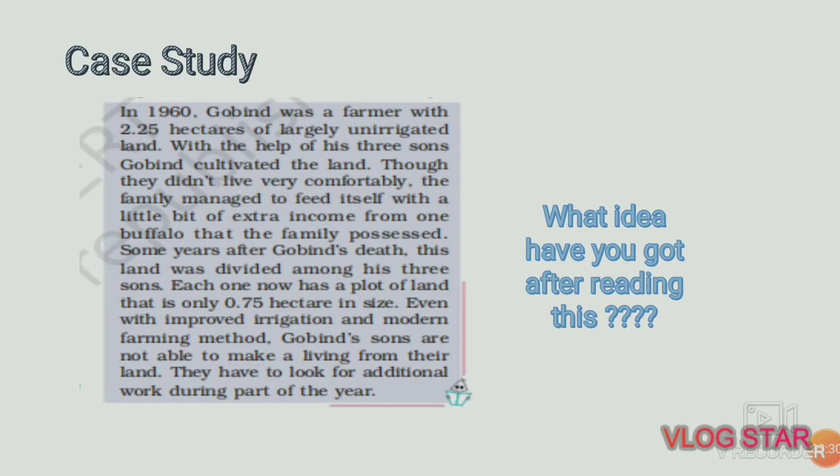Okay. What idea have you got after reading this? The idea that we have got is that poor farmers who have very small land, after their death the land is distributed in very small areas, and then even after cultivation they cannot survive on that, so they either go for cattle rearing, or they sell the milk in the market, and whatever money they get is their total income.